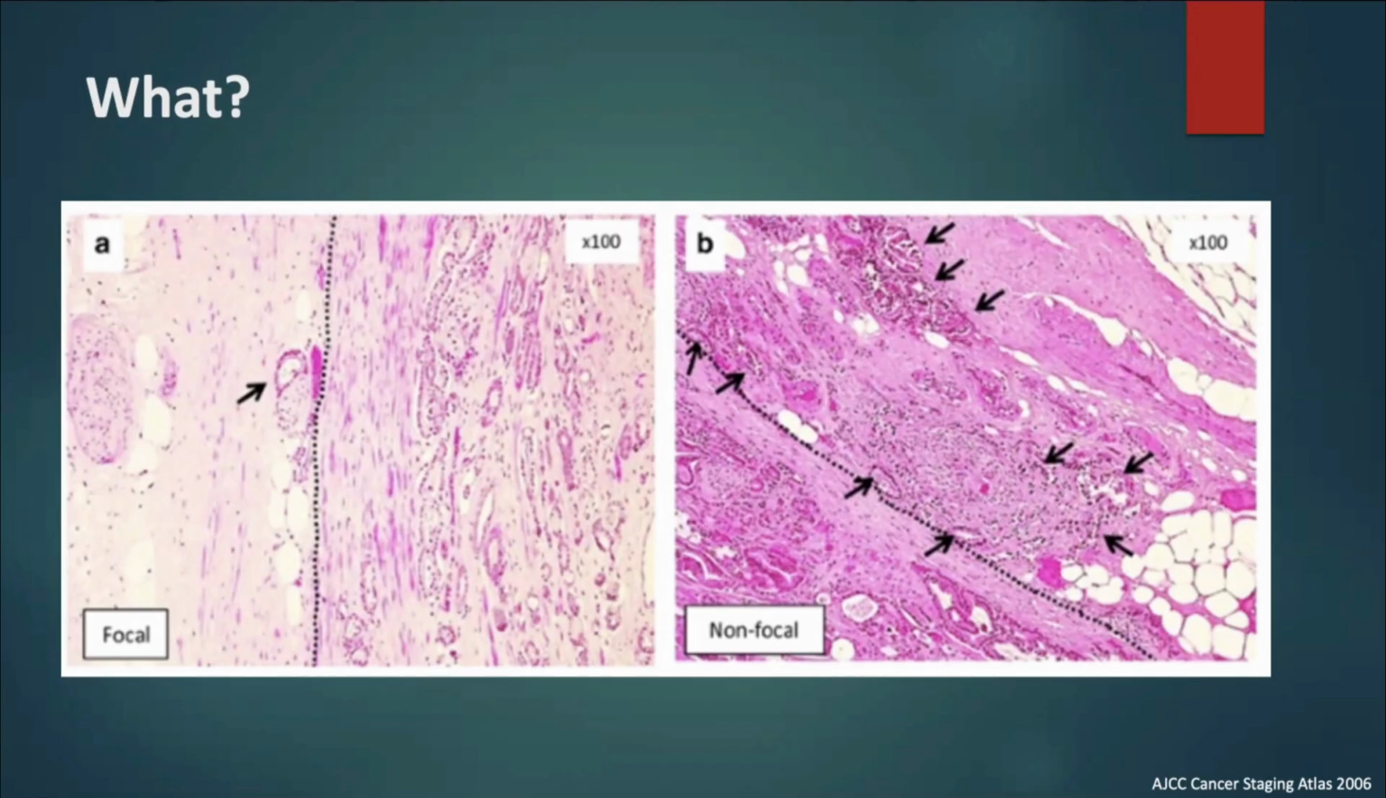Now I may refer to extraprostatic extension, or EPE, or extracapsular extension, or ECE, or T3a, but essentially I mean that local cancer spread. And you can see this depicted in these H&E slides. There's focal on the left and non-focal on the right. The dotted line represents the prostatic capsule, and the black arrows point to the cancer cells outside the prostate.